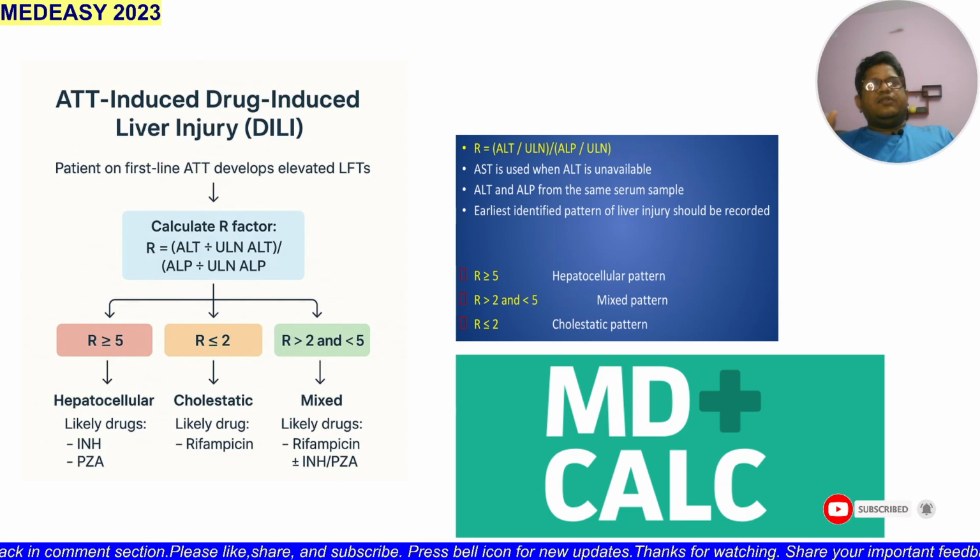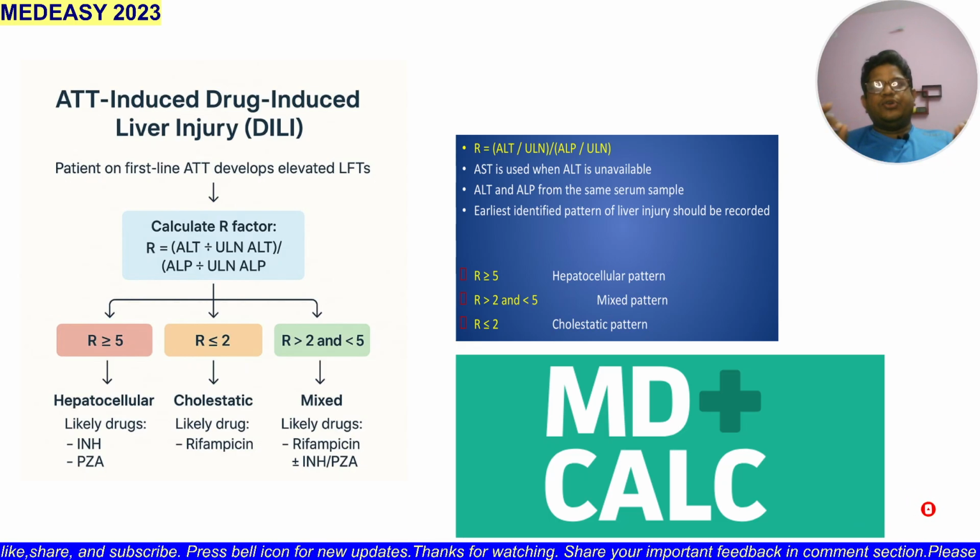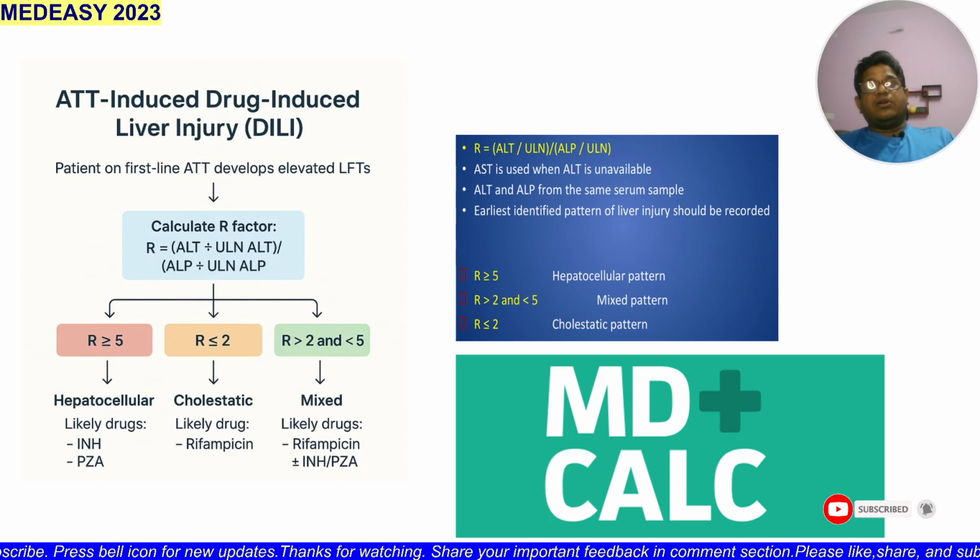So what we do, the first thing for us to know is what pattern of injury the patient is having. Why is this important? Because if we know the pattern of injury, we will be able to know the culprit drug that is responsible for the drug-induced hepatitis, and that is going to help us later on when we start drug ramping. So how to do that?